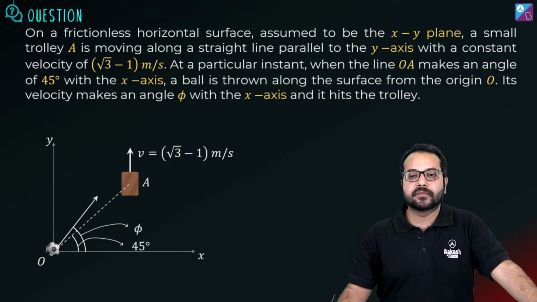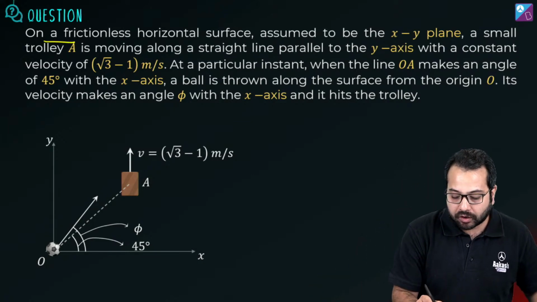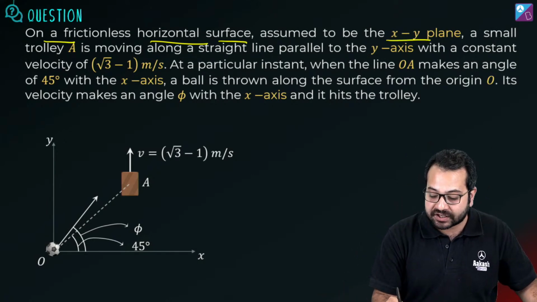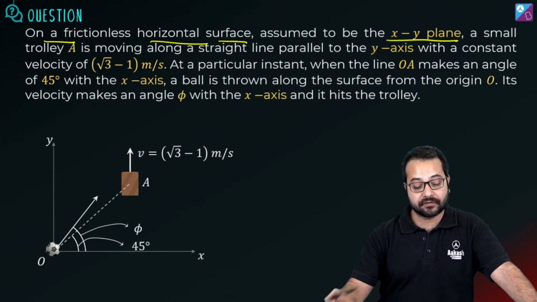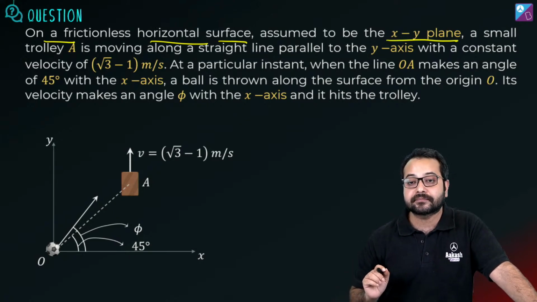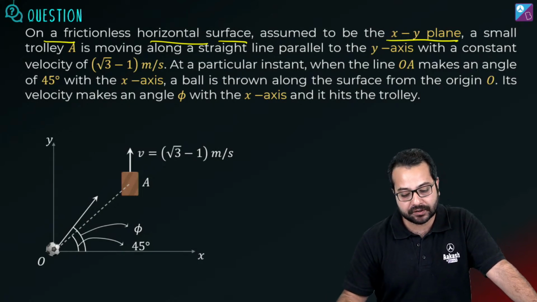All right, let's start with this question. What is this question? On a frictionless horizontal surface, assumed to be the XY plane. This is a frictionless horizontal surface, so the plane of the screen is the horizontal plane, and we are taking X and Y in this particular direction.